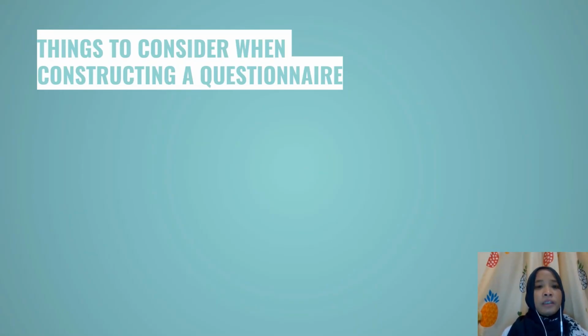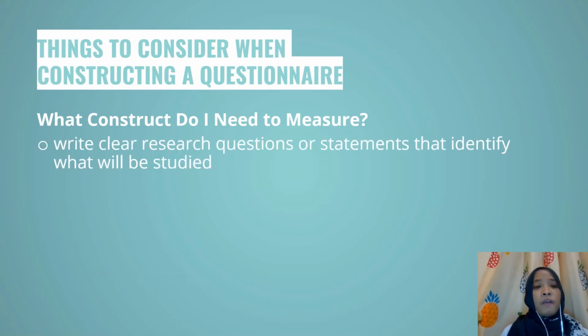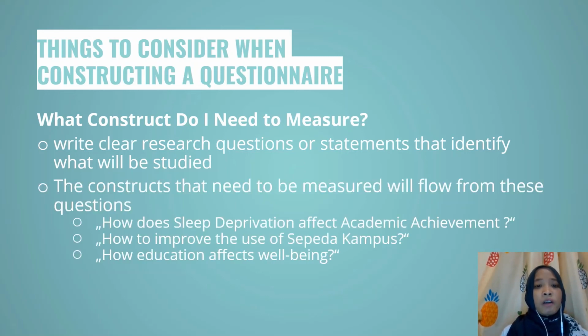Some things to consider when constructing a questionnaire. What construct do I need to measure? Perhaps you have this question in your mind. First, write clear research questions or statements that identify what will be studied. The constructs that need to be measured will flow from this question. So for example, how does sleep deprivation affect academic achievement? The constructs that we want to measure will be sleep deprivation and academic achievement.